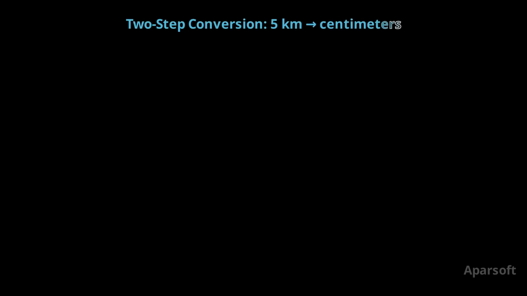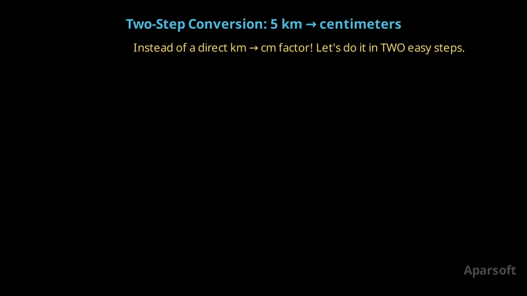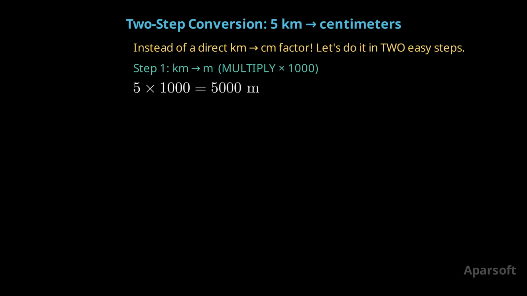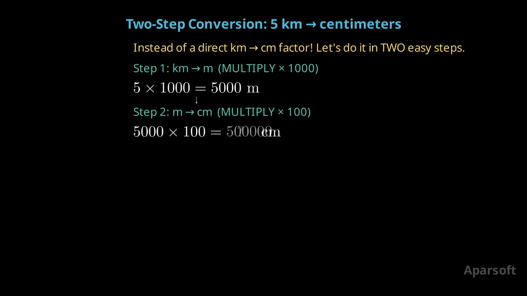Sometimes one step is not enough. A racetrack is 5 kilometers long. How many centimeters? Instead of a direct kilometer to centimeter factor, let's do it in 2 easy steps. Step 1. Kilometers to meters. 5 times 1000 equals 5000 meters. Step 2. Meters to centimeters. 5000 times 100 equals 500,000 centimeters. Each step follows the same golden rule: bigger to smaller means multiply. And remember, do not skip steps.